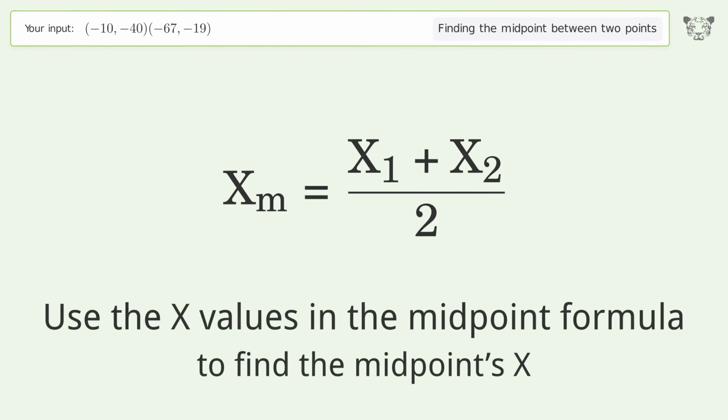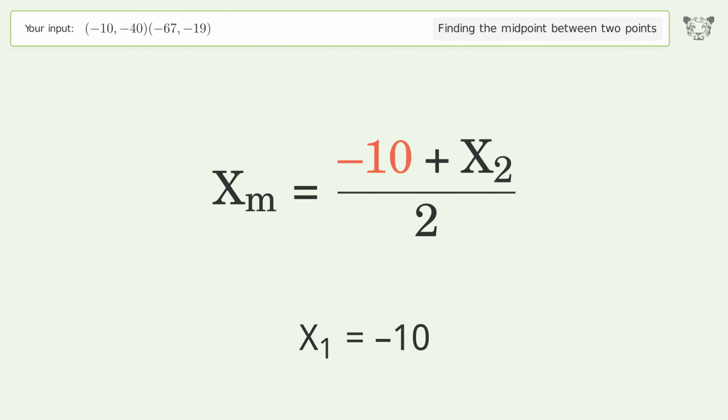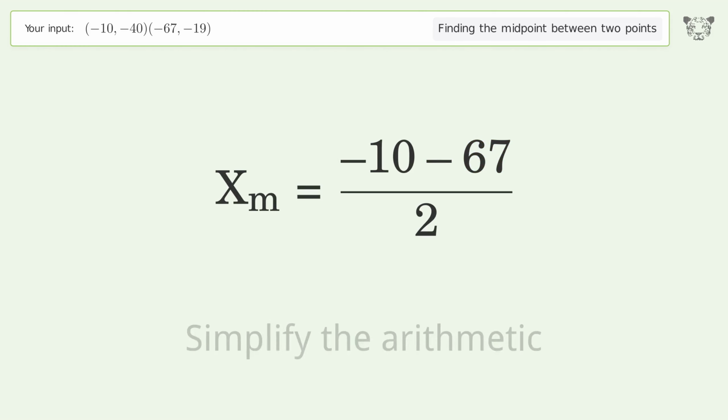Use the x values in the midpoint formula to find the midpoint's x. x1 equals -10. x2 equals -67. Simplify the arithmetic.